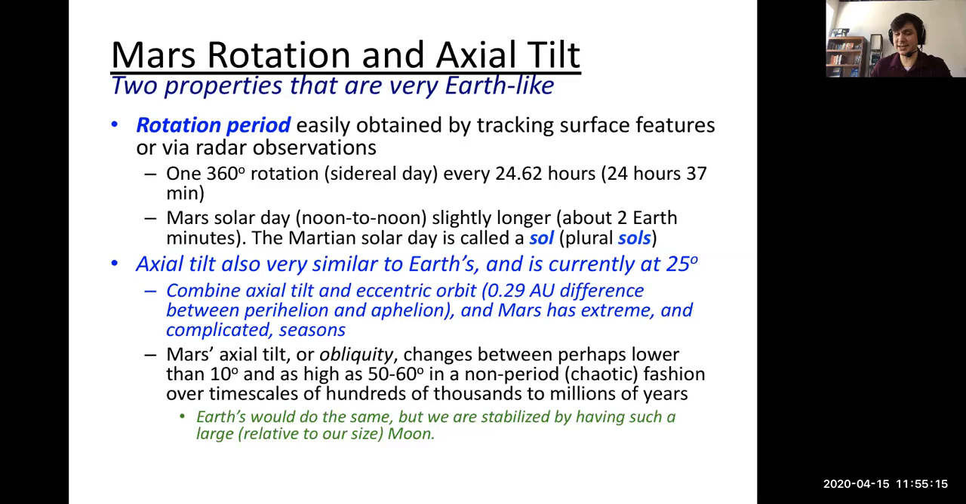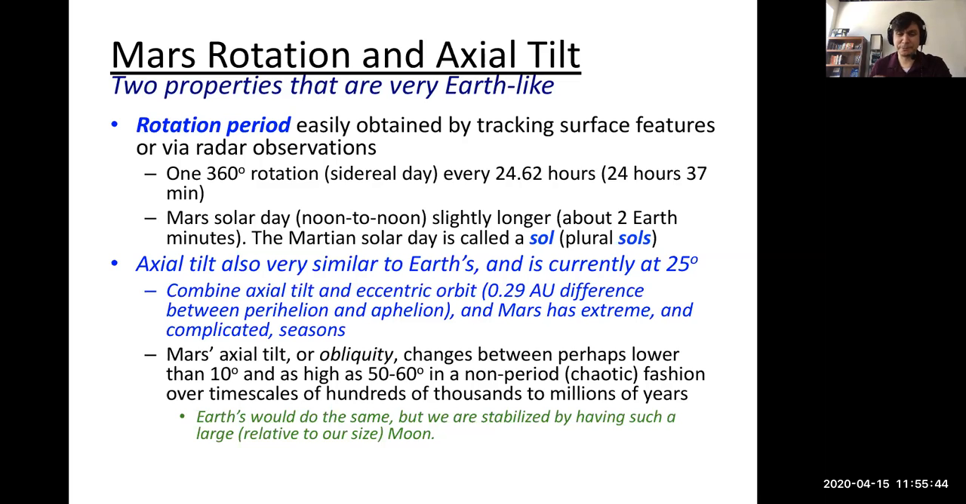We have the axial tilt and its eccentric orbit, where we have a full 0.3 AU difference between perihelion and aphelion distances, which causes its own set of seasons that behave slightly differently. So we have to combine both of those to realize that Mars has some pretty complicated seasons, because you have to have both the axial tilt seasons and the eccentric orbit seasons, and those are going to combine in some interesting ways.